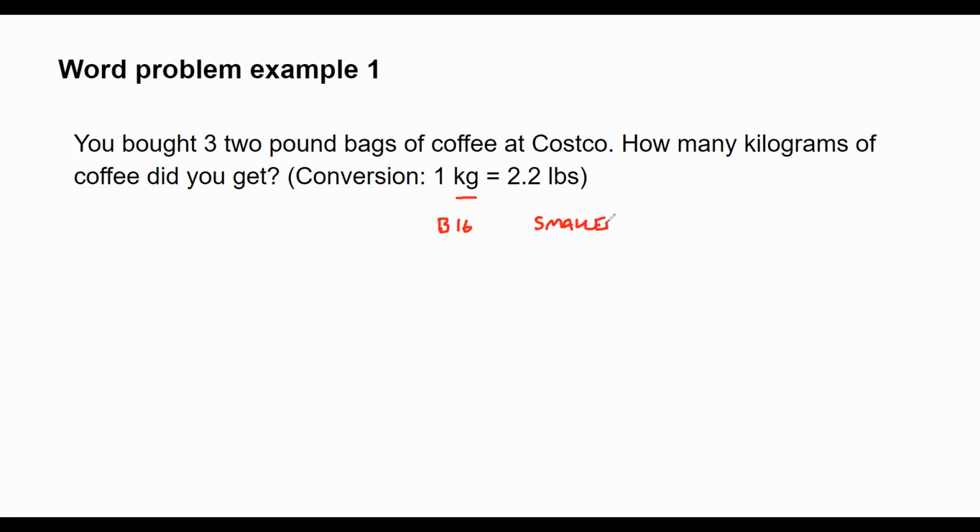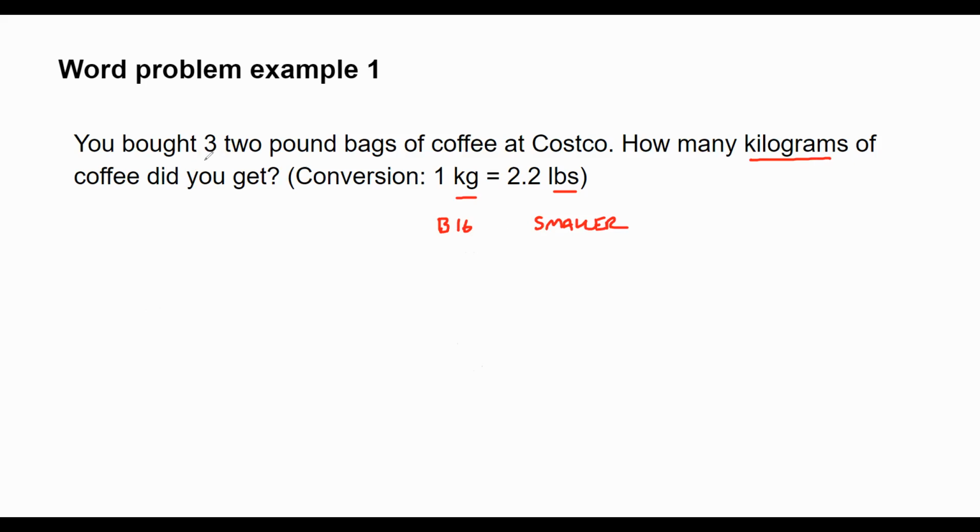Sometimes with converting metric, it can be difficult to figure out which is the larger and which is the smaller, but the conversion factor gives you that information. So we're converting 2 kilograms, which is the bigger unit. That means we need to divide. We will have fewer of that bigger unit. We will have fewer kilograms than pounds. So that tells us that we need to divide.